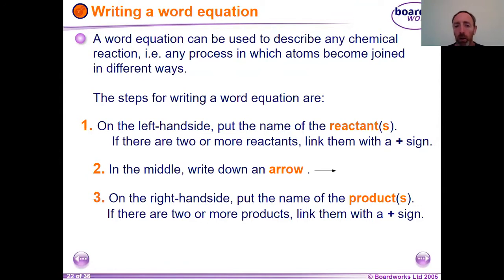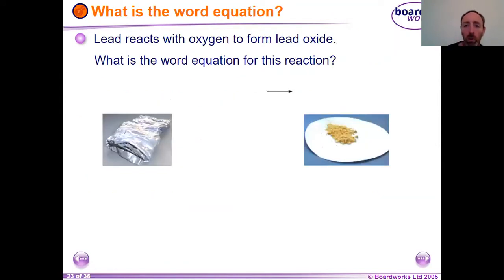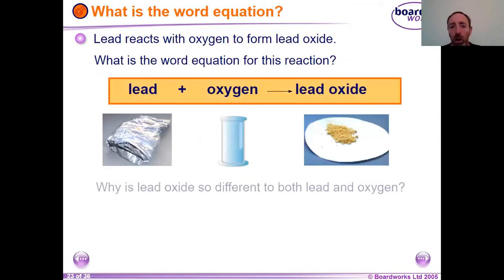So that's pretty straightforward, it should be. In the example of lead, lead reacts with oxygen to form lead oxide. So what is the word equation for this reaction? So we've got lead plus oxygen.